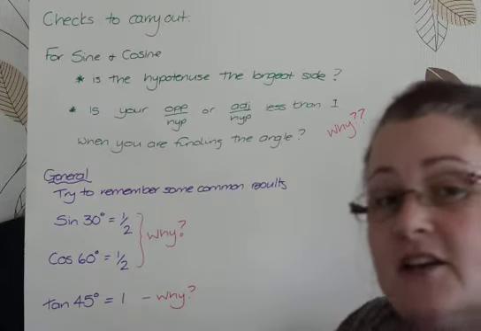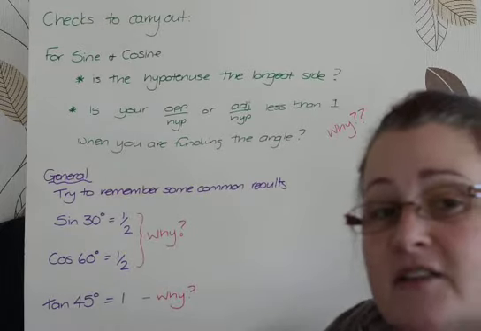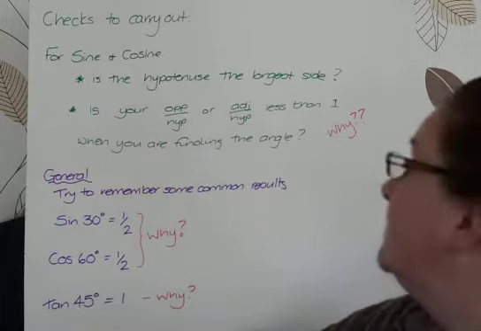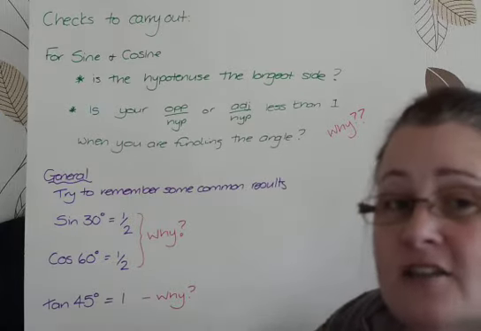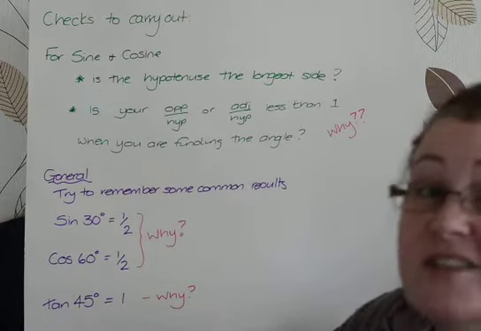Now what I want you to think about, and let me know during lesson time, is why does the opposite over hypotenuse and the adjacent over the hypotenuse, why is it less than 1? And I'll give you a hint if you like. The answer's already on this card.